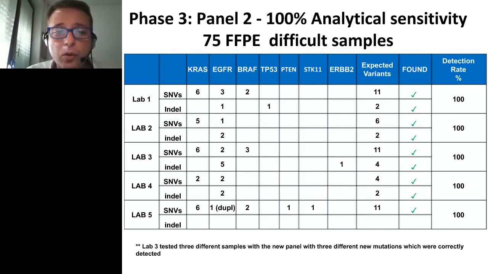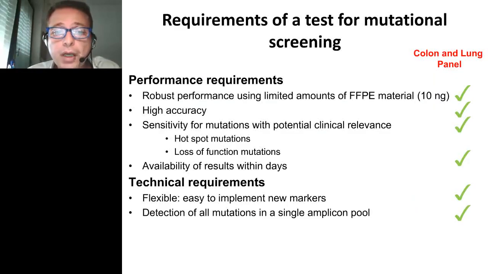This is a flexible tool that can be easily implemented, and I'll tell you something about it at the end of my presentation, and that more importantly allows to detect a huge number of mutations in a single pool. I mean, with this pool we can detect more than 500 known mutations in the 22 genes that I have listed to you. Now, I want to show you one application that we have recently made of this panel to our research, in particular to clinical research in colorectal carcinoma.